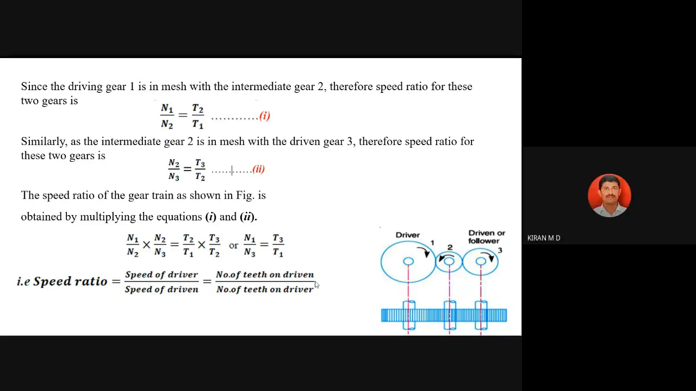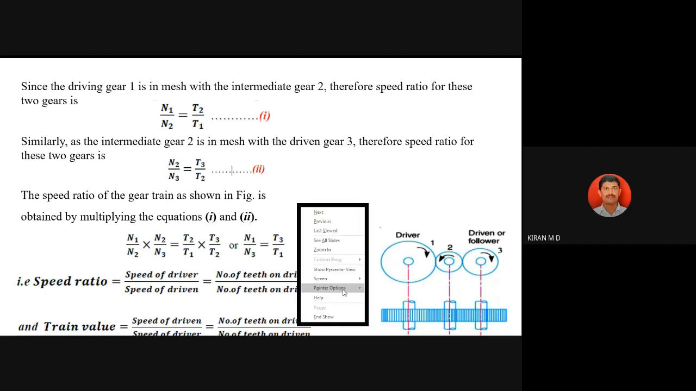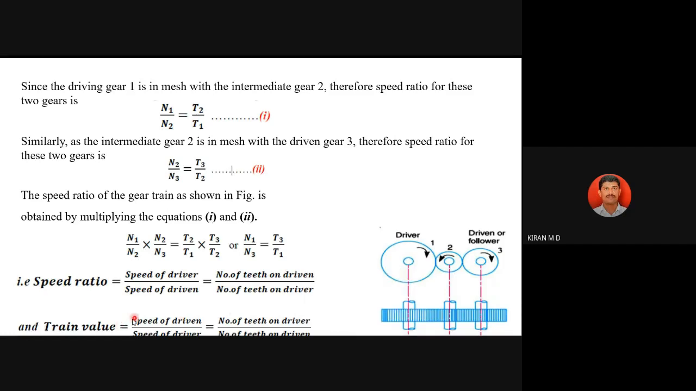Yes, sir. Okay. So similarly, if you want to find out the train value, the train value is equal to speed of driven divided by speed of driver. So just the vice versa. So speed of driven divided by speed of driver is equal to number of teeth on driver divided by number of teeth on driven. So even when you are finding the train value, first we find the speed ratio or velocity ratio. 1 divided by speed ratio or velocity ratio is equal to the train value we want. Okay?